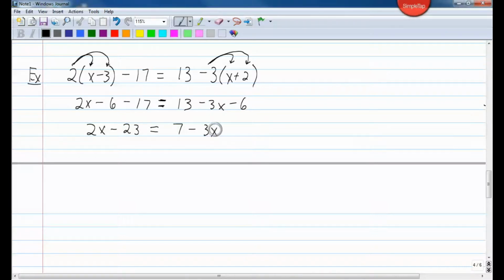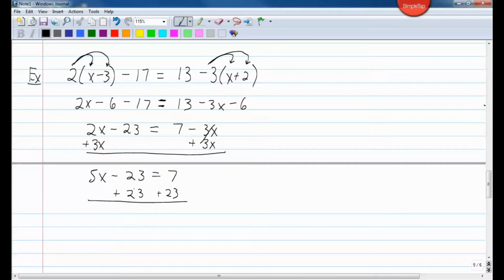So if you look at this equation, this negative 3x on the right side of the equation, to move that over, use the inverse operation. If this is minus, you use plus. So plus 3x, plus 3x, so 5x minus 23 equals 7. So now I decided to move my x value or my variable to the left side. That means I need to move my constants to the right side. So plus 23, plus 23, so 5x equals 30. Now to get x by itself, I divide both sides by 5. So x equals 6.